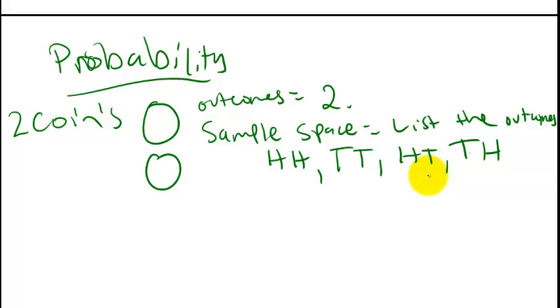That's why I think you would have done badly, because maybe you saw sample space and thought, what's that? And all it's trying to say is just list the actual outcomes.